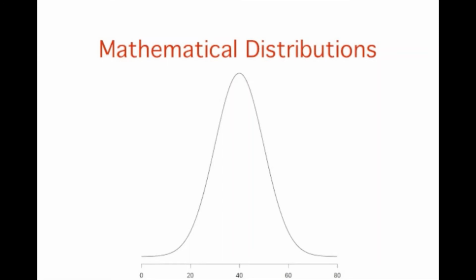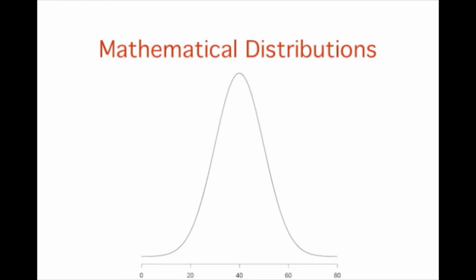Statisticians have developed mathematical formulas for describing distributions. One you will hear a lot about is the bell-shaped or normal distribution. Many naturally occurring phenomena can be approximated very well by a normal distribution. An example of a normal distribution is shown here.